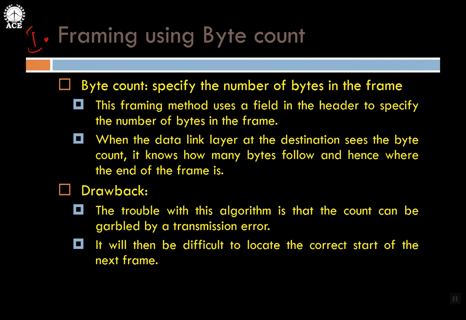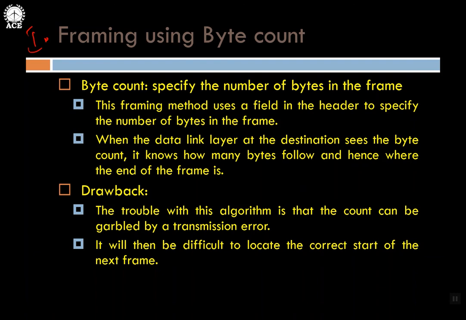Framing using byte count. So what happens here? The byte is what? A group of 8 bits. Byte count means we specify in the frame how many bytes are there. This framing method uses a field in the header to specify the number of bytes present in the frame: 10 bytes, 20 bytes, 5 bytes, like that. When the data link layer at the destination sees the byte count, it knows how many bytes follow and hence where the frame is going to end.